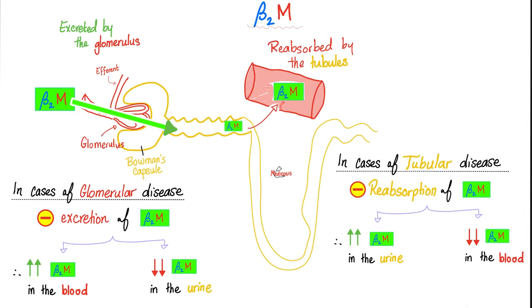Step number 3. Should I blame the glomeruli of the kidney or the tubules of the kidney? To decipher between the two, order the beta-2 microglobulin test. If everything hits the fan and you cannot establish a diagnosis, go with a kidney biopsy.